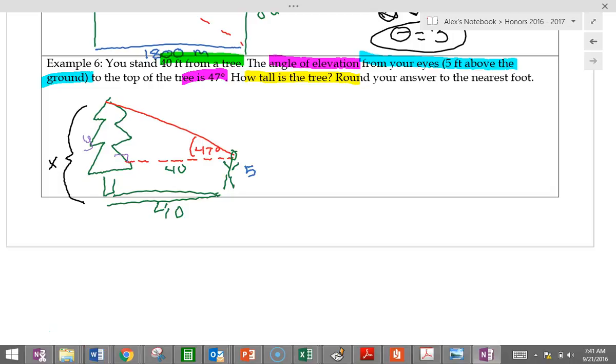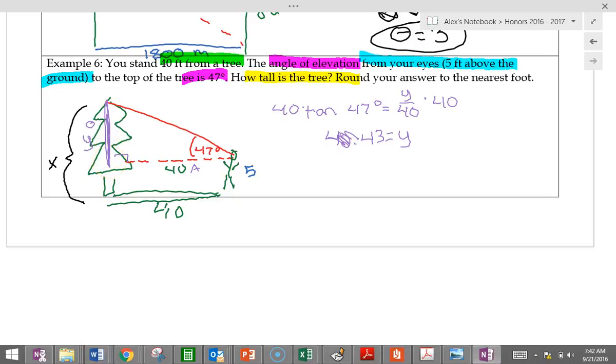So this again is tangent. We have a lot of tangent problems today. Opposite, adjacent. So the tangent of 47 degrees equals y over 40. Multiply both sides by 40. So y equals, we get 42 point, sorry, so that'd be 43 feet. So this part of the tree is 43 feet.